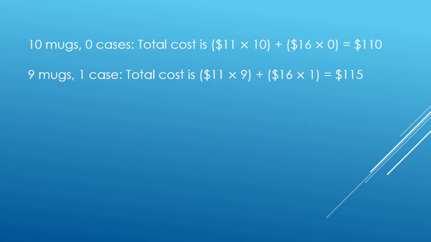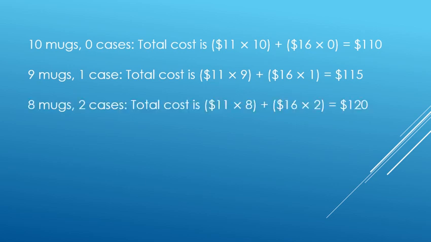Then I said, okay, let me take one mug off and then add on one case. So what's it going to be for 9 mugs and 1 phone case? All right, 9 mugs at $11 per mug. That's going to give me $99. And then 1 phone case at $16 per phone case. That's going to give me just $16 there. Add those up, that gets me $115.